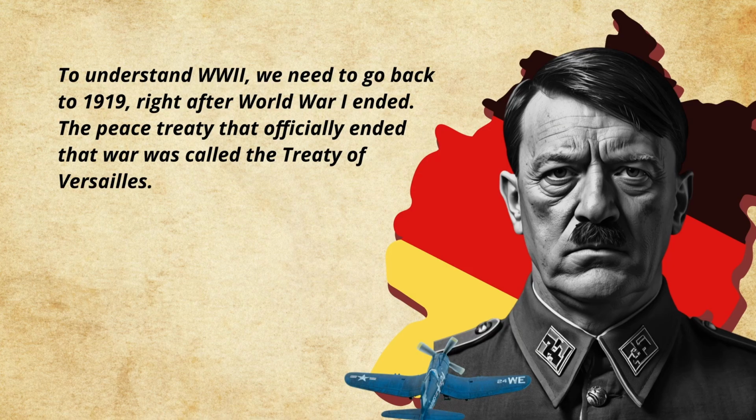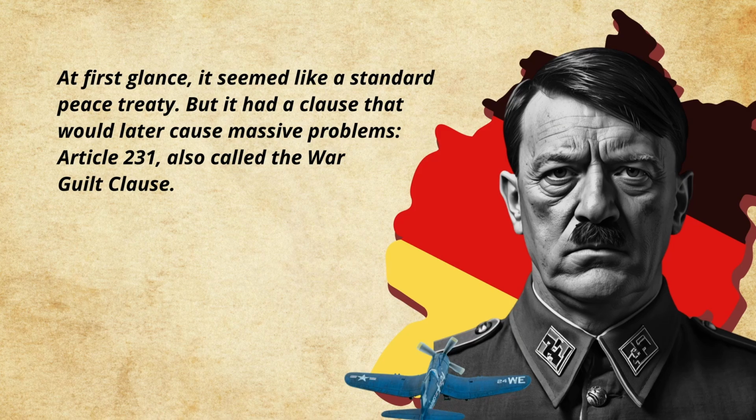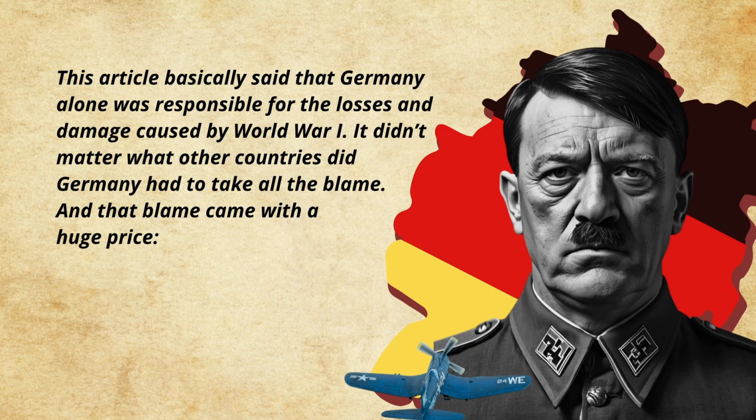To understand World War II, we need to go back to 1919, right after World War I ended. The peace treaty that officially ended that war was called the Treaty of Versailles. At first glance, it seemed like a standard peace treaty, but it had a clause that would later cause massive problems. Article 231, also called the War Guilt Clause. This article basically said that Germany alone was responsible for the losses and damage caused by World War I. It didn't matter what other countries did, Germany had to take all the blame.